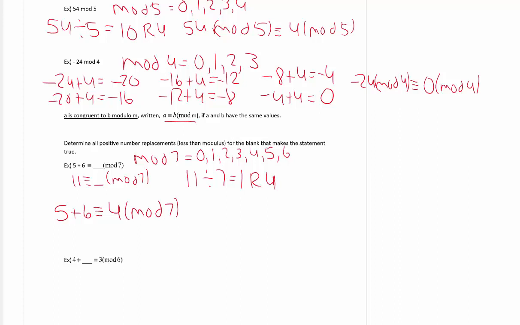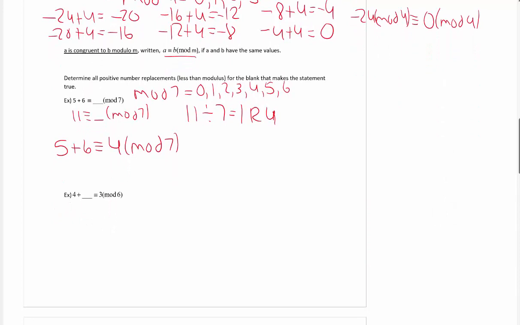Now, this one was a little bit easier because I can simplify the left-hand side. For the next set of problems, a lot of what I'm going to do is going to be guess and check to see what works. And what am I talking about? Well, let's take a look at the next example. I want to fill in the blank that makes that congruent. So again, mod 6 is going to be 0 through 5. And all I'm going to do is try each number to see if it makes it a congruent statement. Let me start with 0.